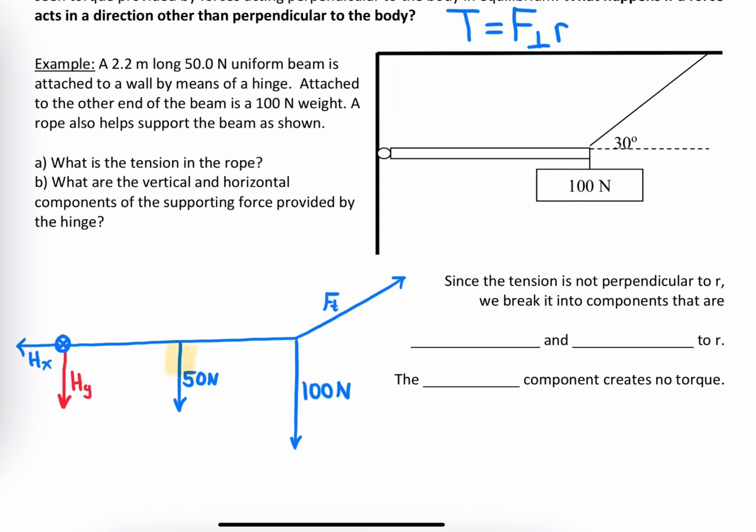I have this force, which is perpendicular to its distance from the hinge. I have this force, which is perpendicular to its distance from the hinge. And then I have my tension force. And here's where things get different. This force is not perpendicular to the distance from the hinge to where it acts. So what are we going to do about that? Well, since the tension is not perpendicular to R, we'll break it into components that are perpendicular and parallel.